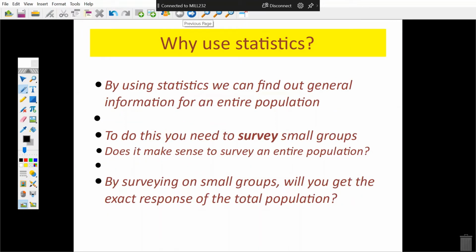Confidence intervals deal with statistics. Okay? By using statistics, we can figure out the general information for an entire population. To do this, you need to survey small groups. But does it make sense to survey an entire population? No, obviously not. But by surveying small groups, will you get the exact response of the total population? No, that's unlikely, and that's where confidence intervals come in.